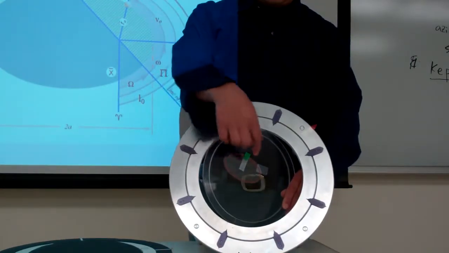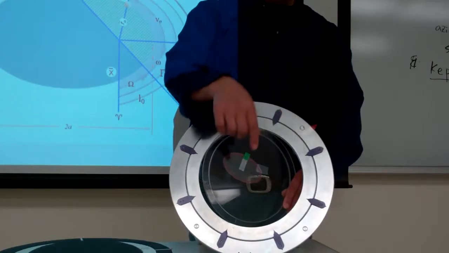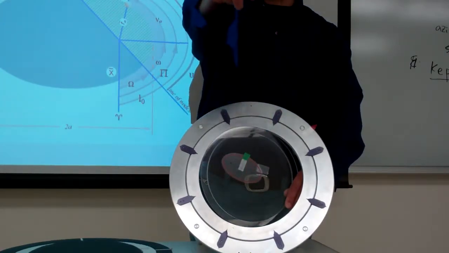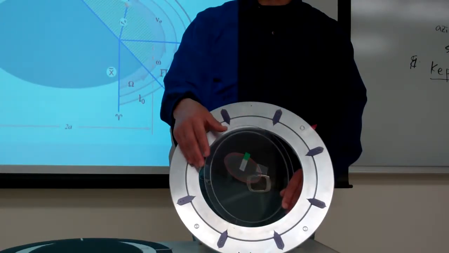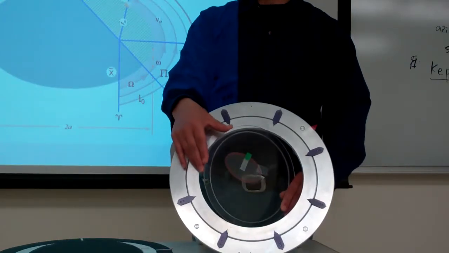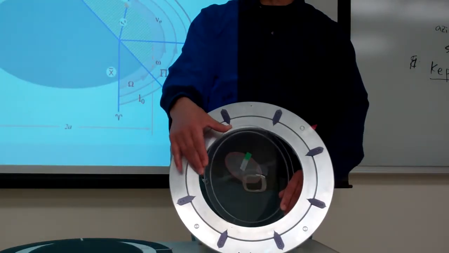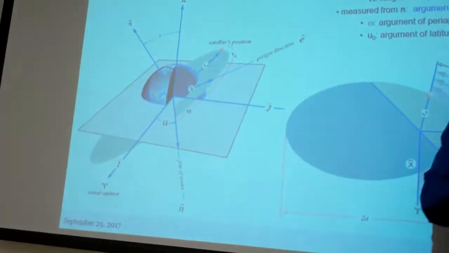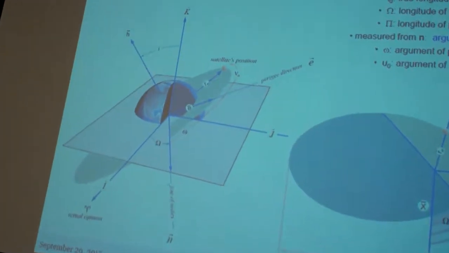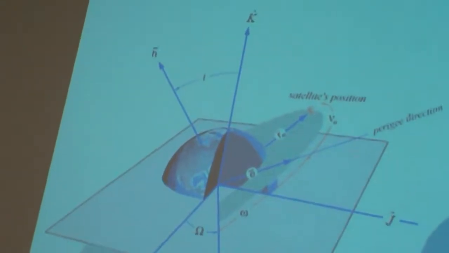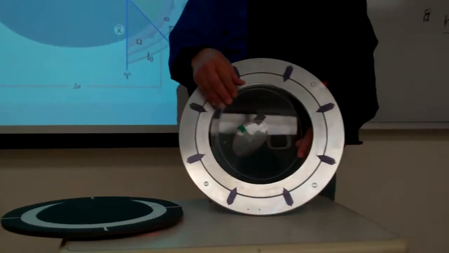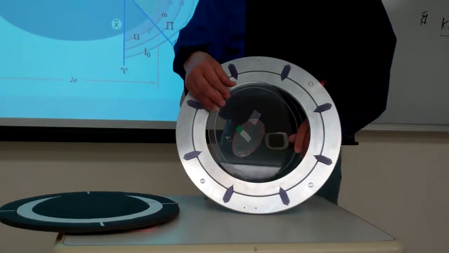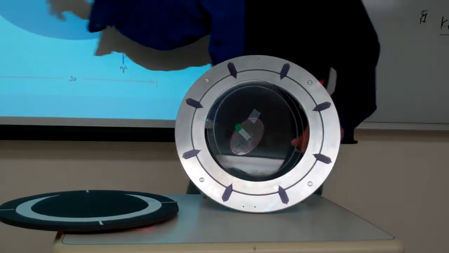Inclination is the angle between the normal vector to the orbital plane and the vertical k-axis, right? So which value of the symbol is 30 degrees? Would that be i? Right? So again, this represents the orbital plane. Once I tilt it, that is the i. Okay? So now, how about the omega?